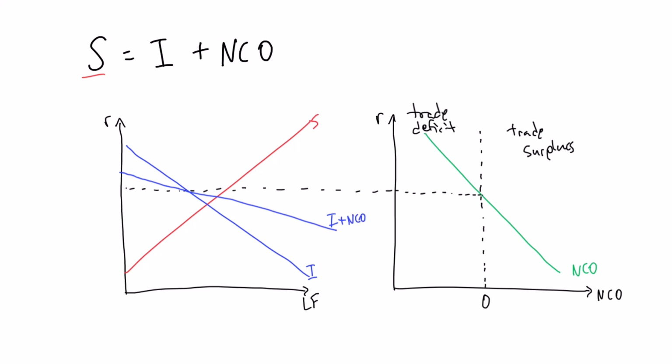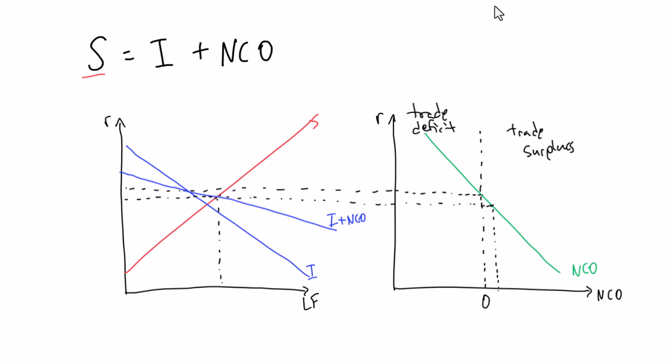Again, notice how this curve is to the right of I when NCO is positive, and it's to the left of I when NCO is negative, because it is the sum of I plus NCO. Once we've done that, we're going to find our equilibrium, which is where I plus NCO crosses over with saving, and then that is going to carry all the way over to our NCO graph, where in this particular example, we have a trade surplus because NCO is positive. And that is going to be the value of NCO.